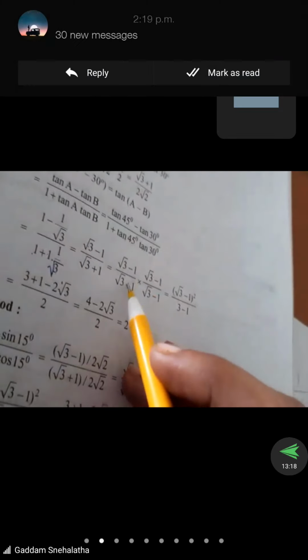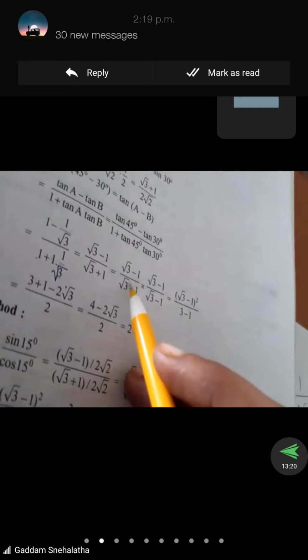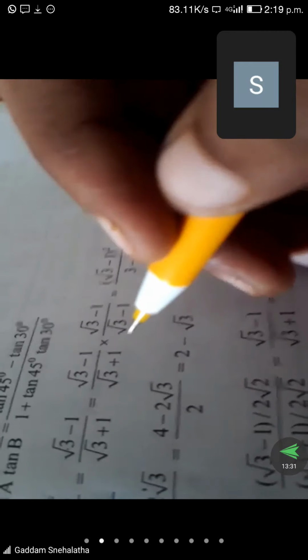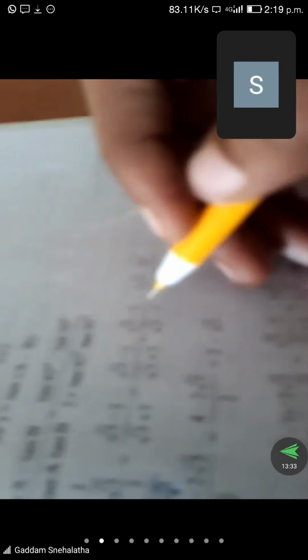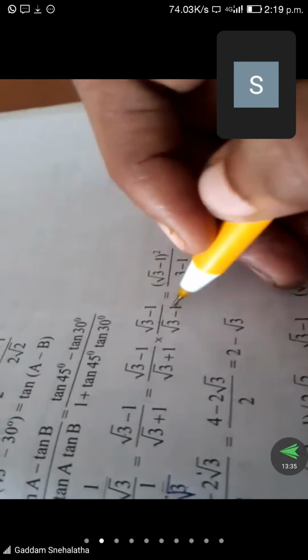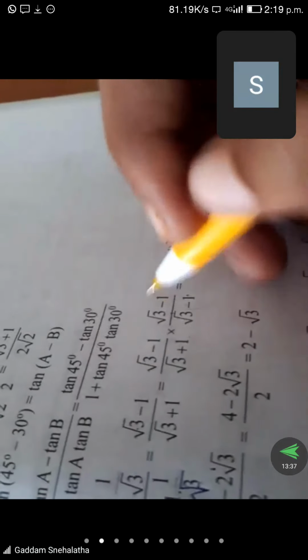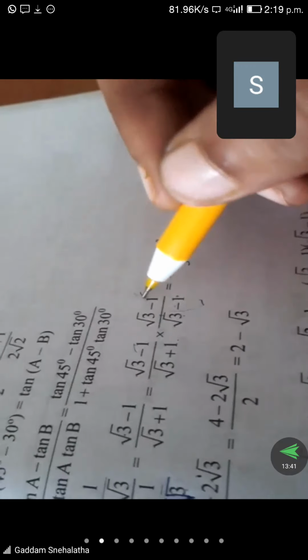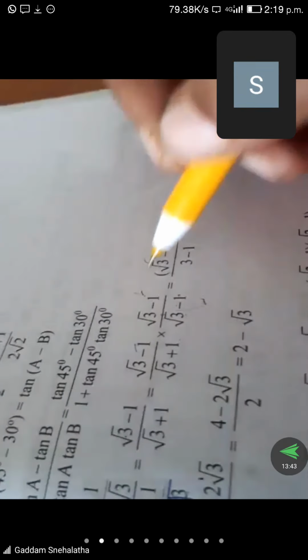Rationalization means making the denominator rational. If we have a plus in the middle of the denominator, we should rationalize with minus. Rationalize means we multiply the numerator as well as the denominator with the opposite symbol. So the opposite of root 3 plus 1 is root 3 minus 1, and I am multiplying this root 3 minus 1 in the numerator as well as the denominator.